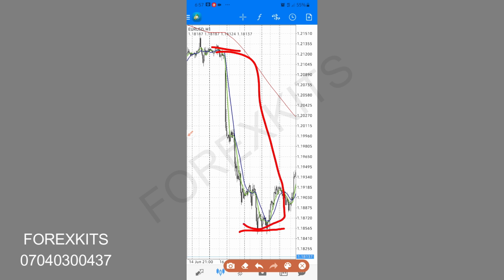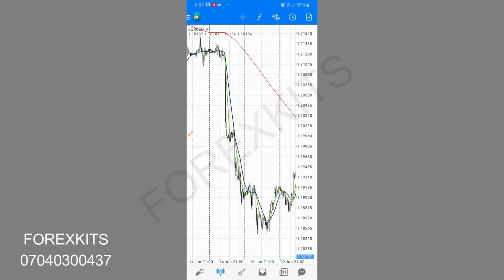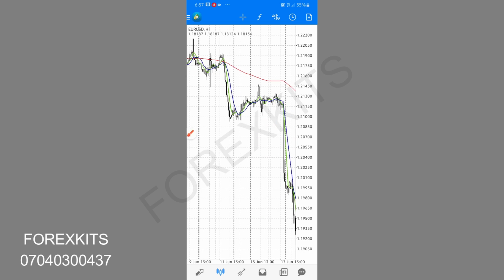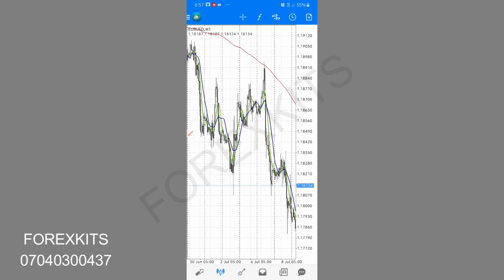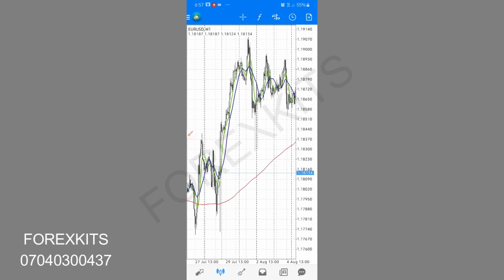Okay, so simple information. All we had to do was wait for our 200 MA to close above that level. And then once we noticed that it's closed above that level, we had a cross, the golden cross, and then right after we had that confirmation, we went in for the kill. Okay, so typical example. I'll look for another example.